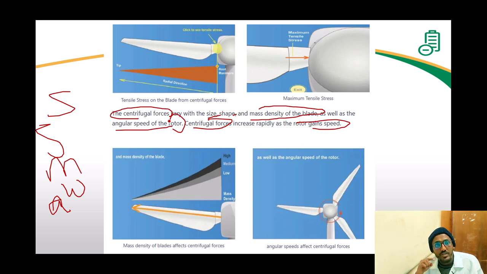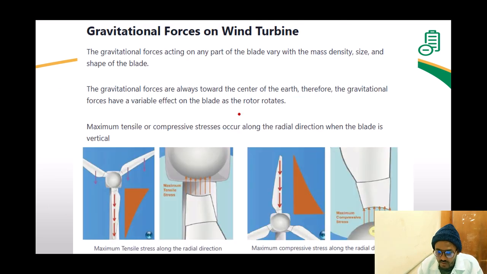The first one was lift, right? In the drag force, we just said this thing, right? So in the lift force also the same. In the centrifugal force, the one thing that we add is the angular speed of the rotor and also the mass density of the blade. So we need to know these things and how they are affecting the centrifugal force.